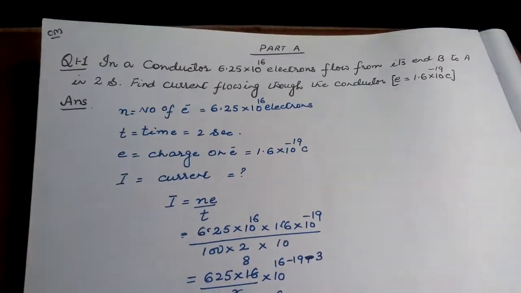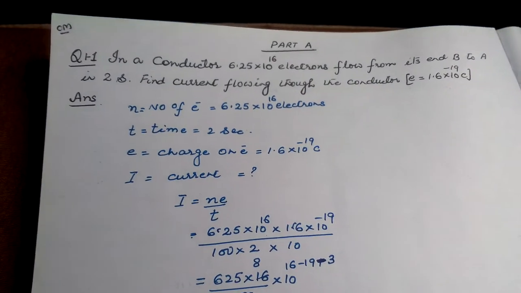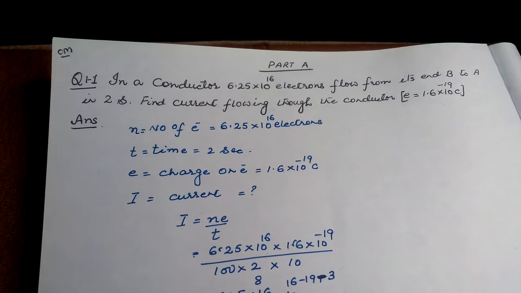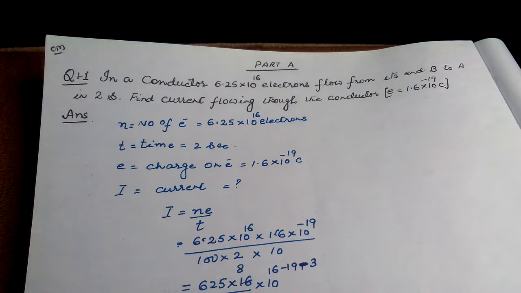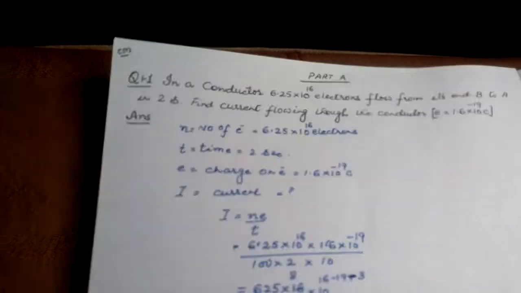See here in the numerical: in a conductor, 6.025 into 10 raised to power 16 electrons flow from its end B to A in 2 seconds. Find the current flowing through the conductor.